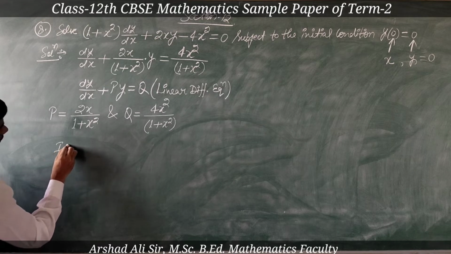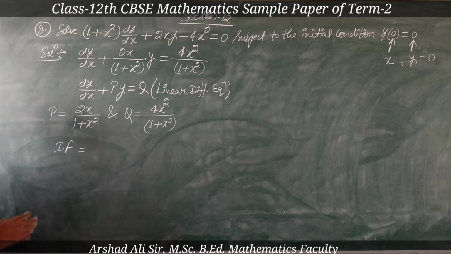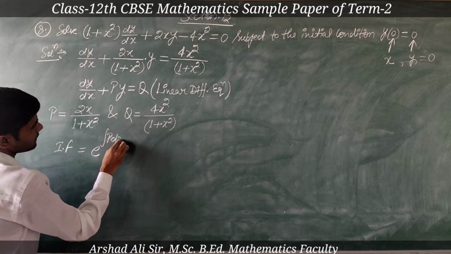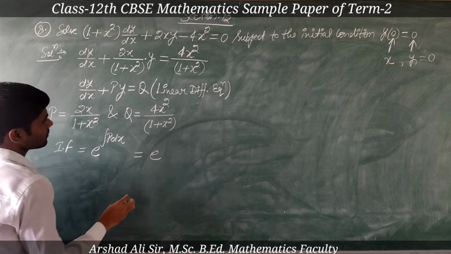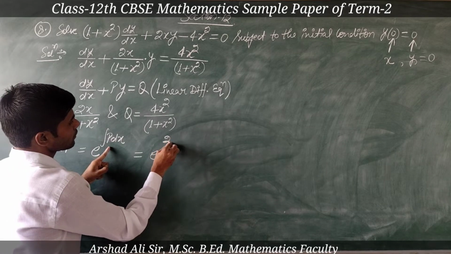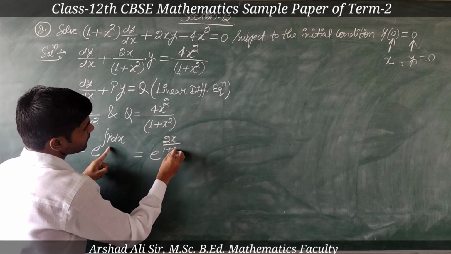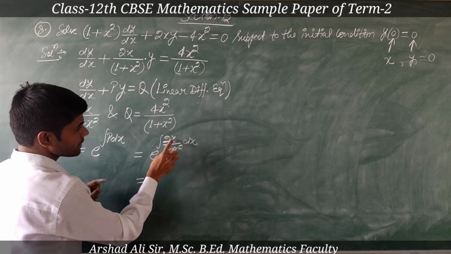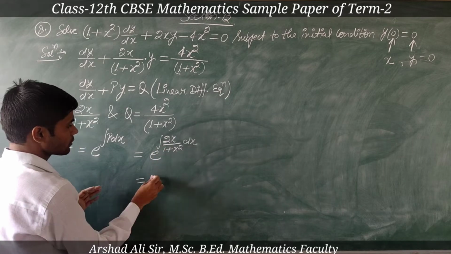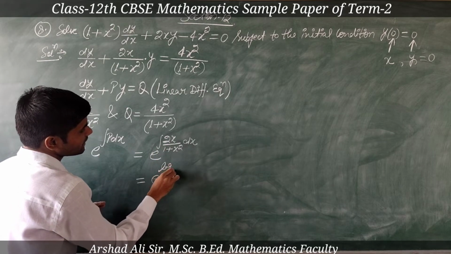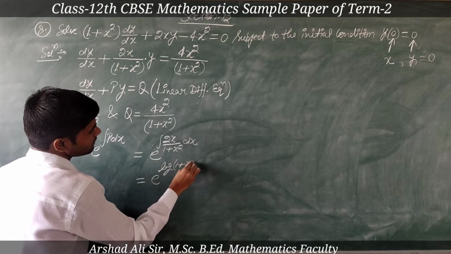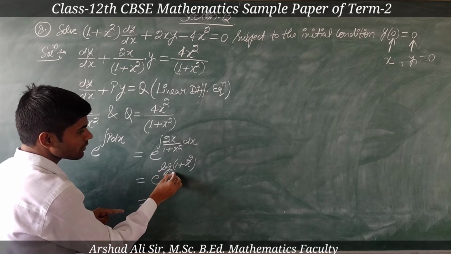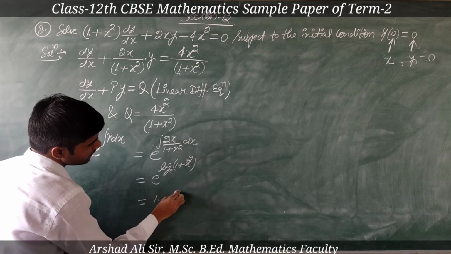For finding the solution of this differential equation, we will have to find the integrating factor, IF. How can we find the value of the integrating factor? There is a formula: e to the power integration of p. What is the value of p? 2x upon 1 plus x square. Here we can see clearly 2x is the differentiation of 1 plus x square, so it will be logarithmic, with denominator 1 plus x square. So e to the power logarithm of 1 plus x square, we can write directly 1 plus x square.